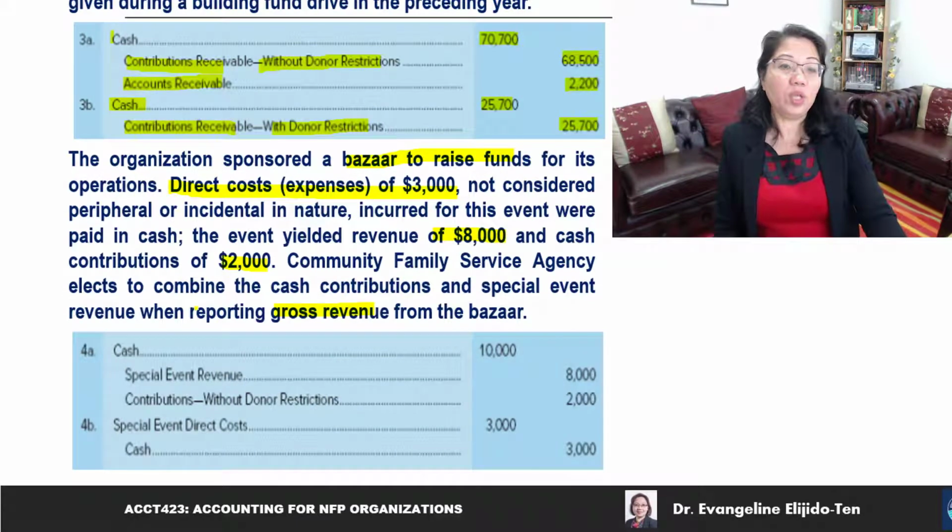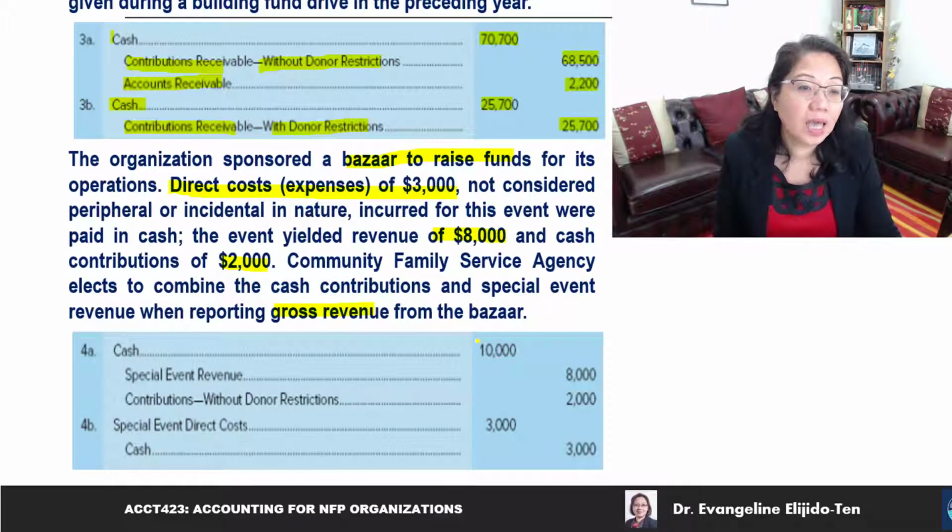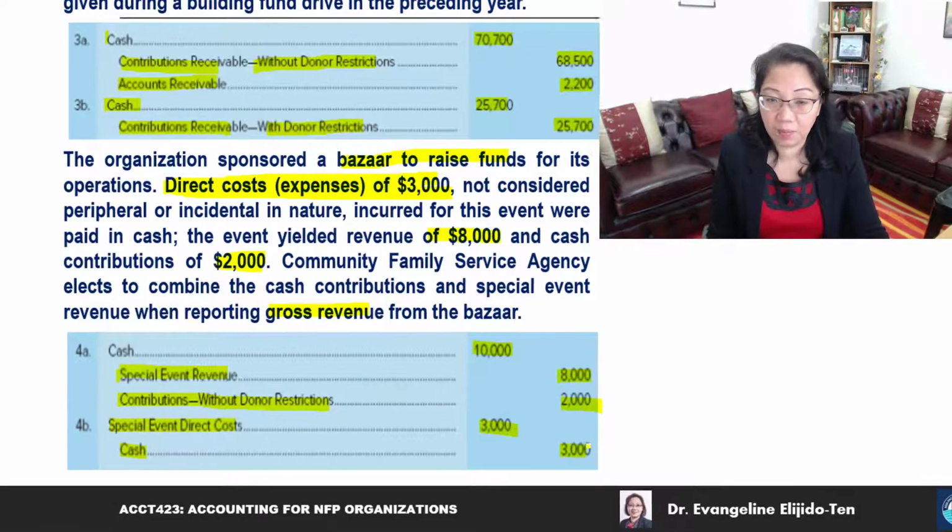So we will be debiting here cash of 10,000. That's the total of 8,000 and 2,000 here. And credit special event revenue for 8,000. Also credit contributions without donor restrictions for $2,000. We will also be debiting a special event direct cost of $3,000 and credit cash for the same amount.